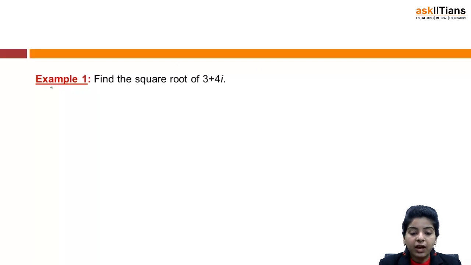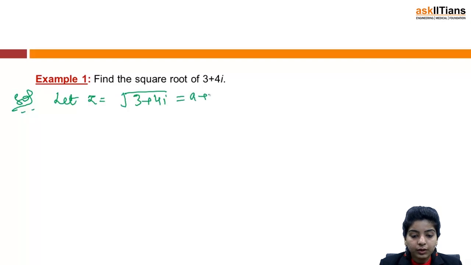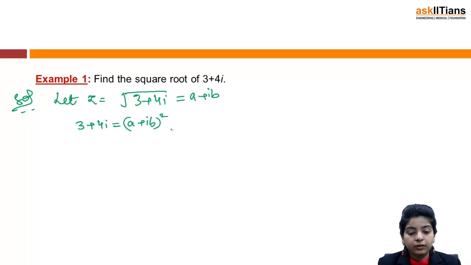So the first example that we have is: find the square root of 3 plus 4i. As we have just now discussed, what we'll do is simply assume, suppose z is under root of 3 plus 4i. This is what we have to find out, and so we assume it to be equal to a plus ib. Now once I have assumed it to be a plus ib, I have 3 plus 4i is (a plus ib) whole square. This is the first step, that you'll square both sides.